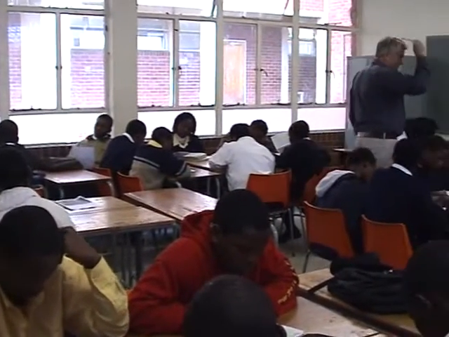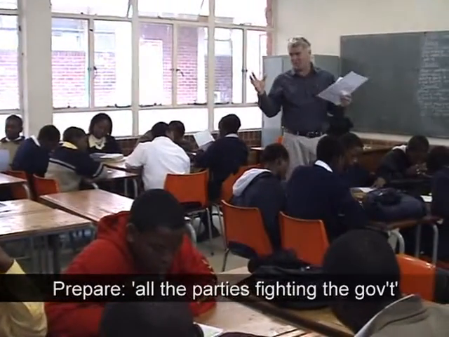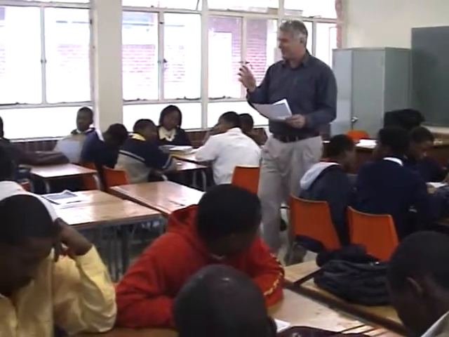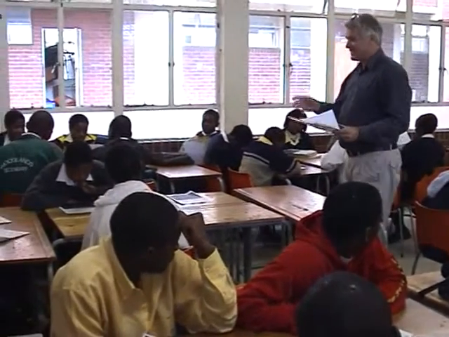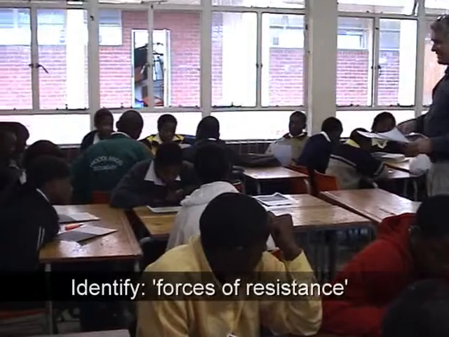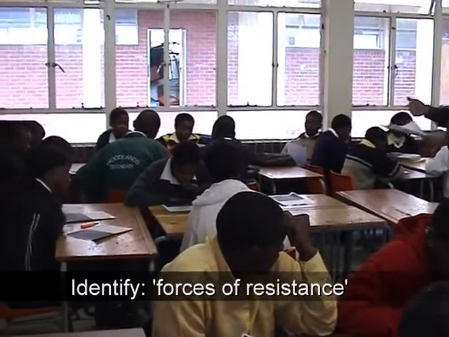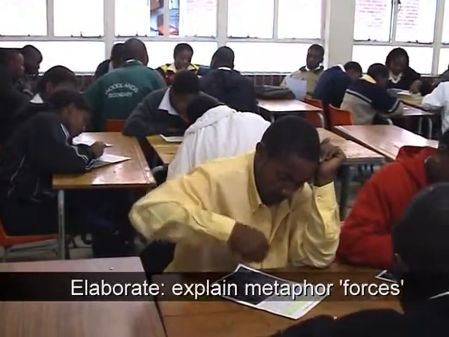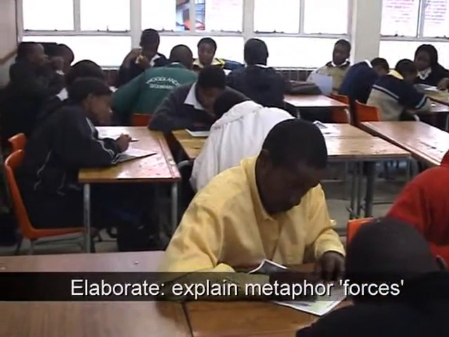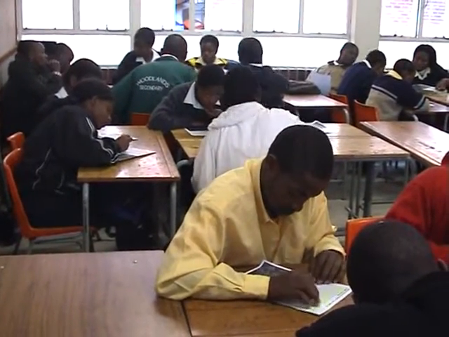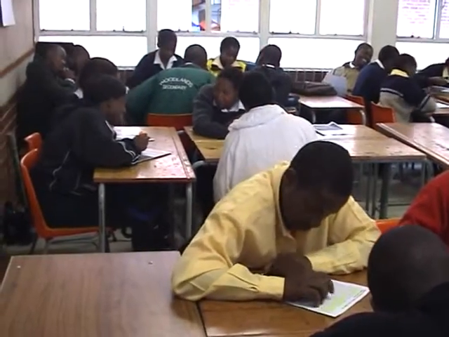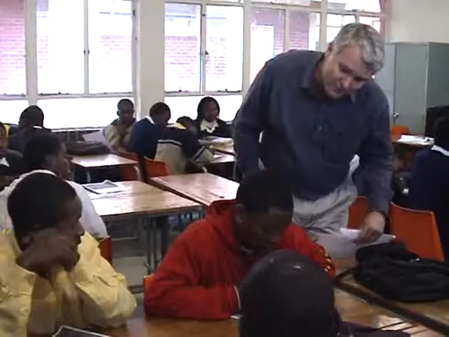Now it starts off by telling us all the parties that were fighting against the government. And you guys can tell me, what's the words that mean all the people fighting against the government? The various forces. Exactly right. Let's all do forces of resistance. So a force is like an army. We talk about military force. Right? So the ANC was one force of resistance. UDF was another force. Forces of resistance?